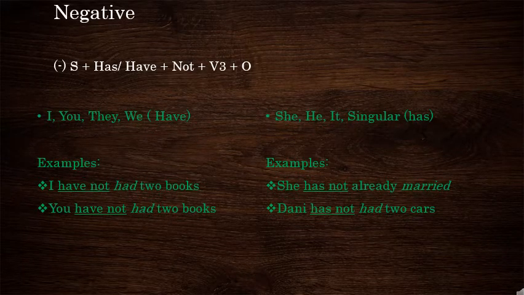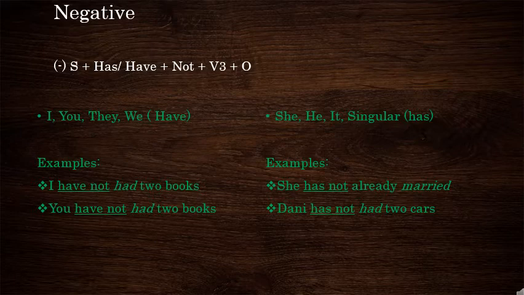Then after the positive form, we move on to the negative form of present perfect tense. Here is the formula: subject plus has or have plus not plus verb 3 plus object. The use of auxiliary has and have is still the same as the formula of the positive form. Has is used for singular and have is used for plural subjects and I, you, they, we.